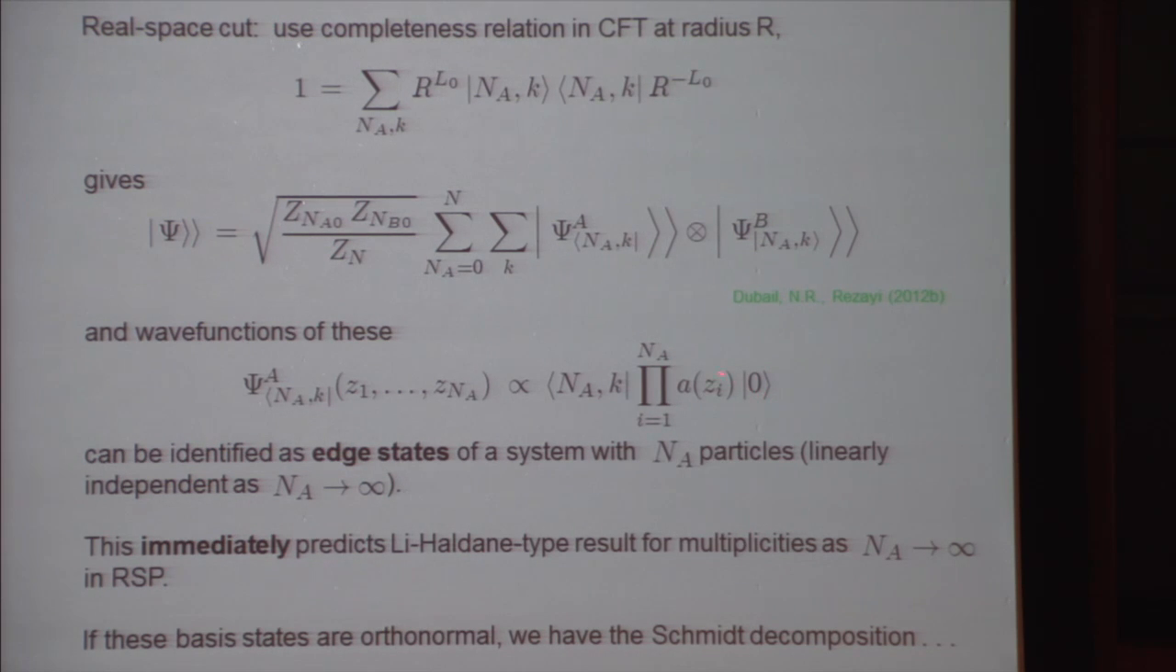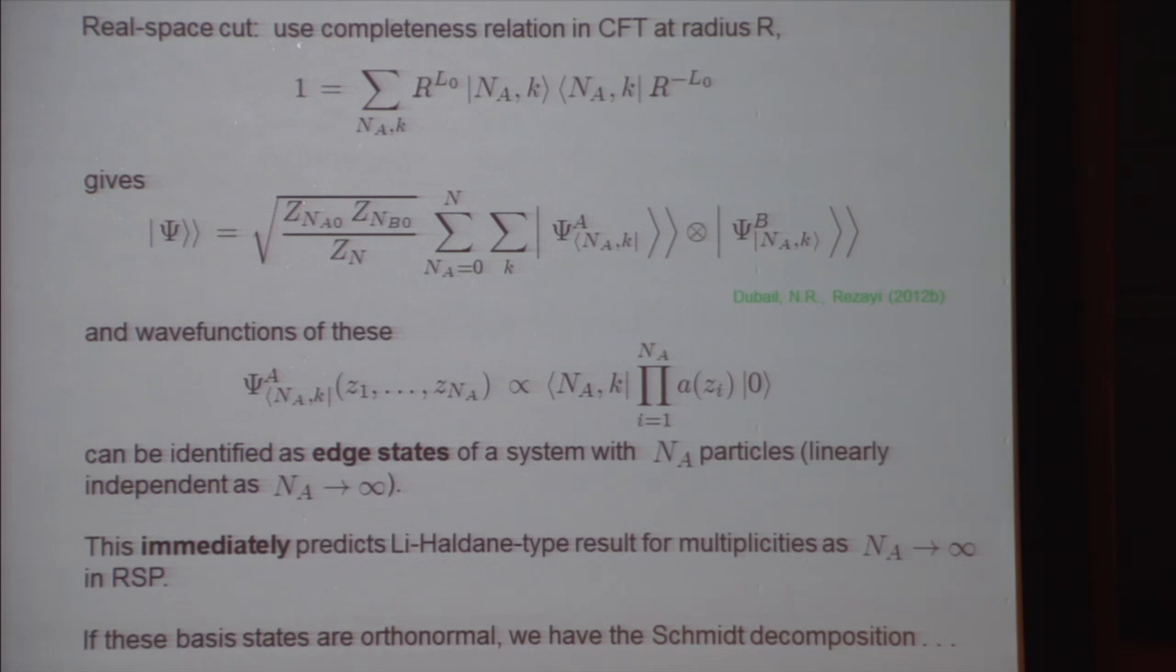I've got the vacuum here, I've got NA of these operators, and then on the left, it's more general than what I had before. I have not just the vacuum or the charge NA vacuum, but I have some general state indexed by K in that sector of the conformal field theory. And so it turns out, although I'm not going to show this here, that if I make this more general construction of trial functions using general out states of the conformal field theory, what I get are exactly the edge states, the trial functions for the edge states of a system of NA particles.